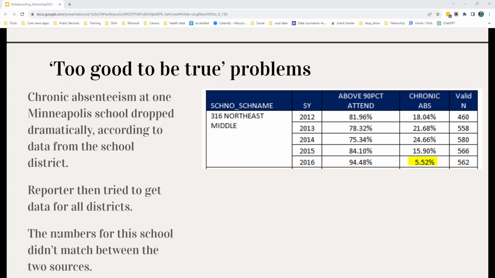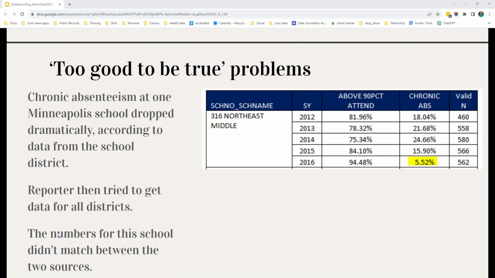So there might also just be other errors in your data set, and this is where I think about what I call the too good to be true problems. Sometimes you'll see something in a data set and you're like, whoa, that's amazing, there's a story here. Those are a red flag to step back and take a hard look.